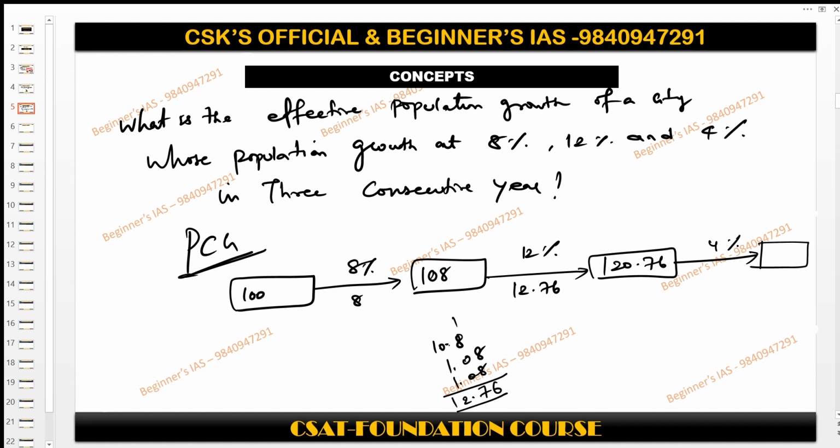People getting 1% is what? 1.2076 into 4. That's it.